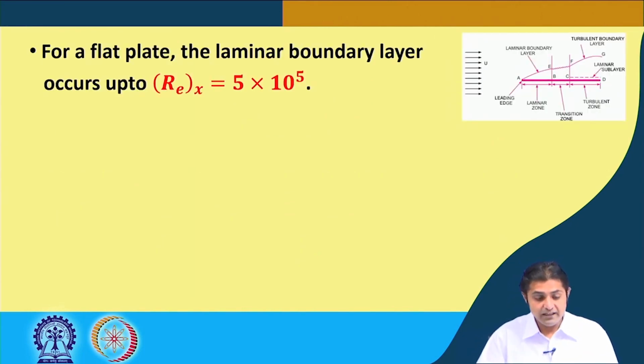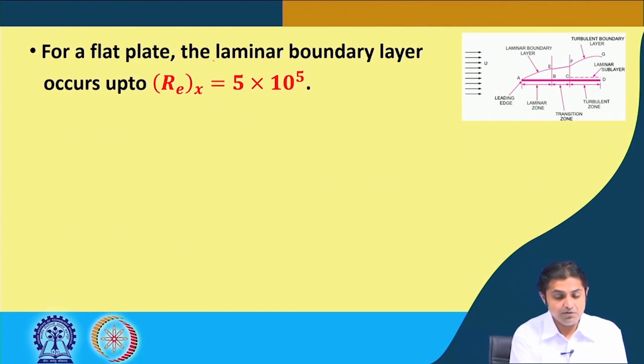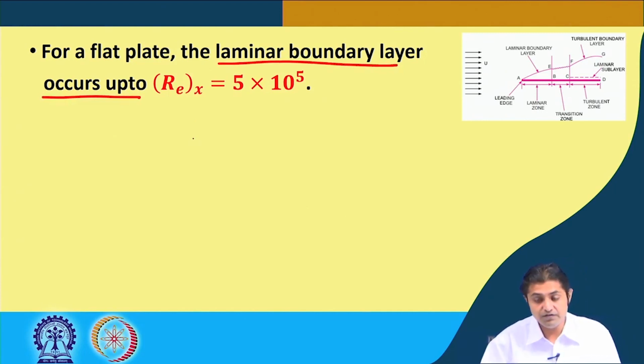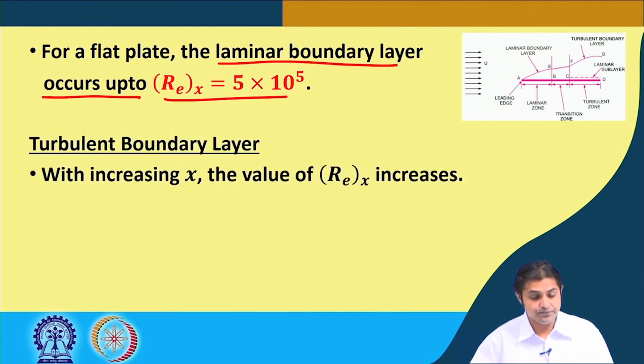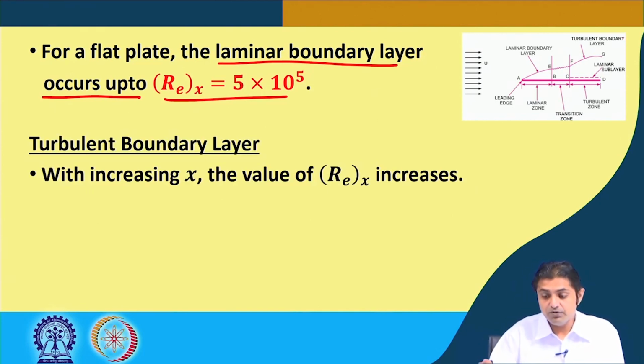So, for a flat plate, it has been found out that the laminar boundary layer occurs up to Reynolds number of 5 into 10 to the power 5. A lot of people have done research, experimental results confirmed by numerical analysis, and this value has come up. So, if the Reynolds number is less than 5 into 10 to the power 5 for a flow over a plate, the laminar boundary layer will occur up to that particular point. And then there is a turbulent boundary layer here, a little bit information on that.